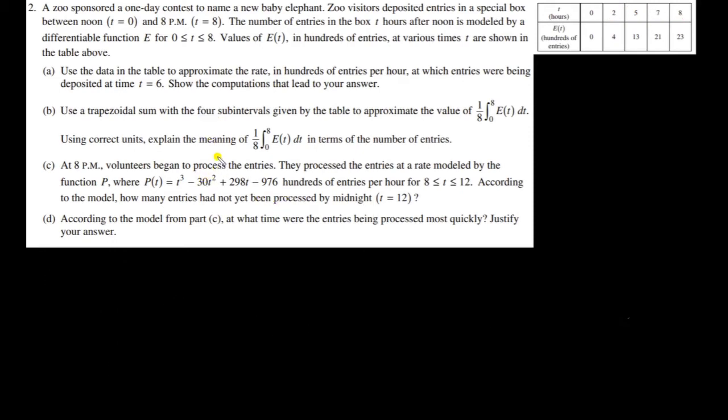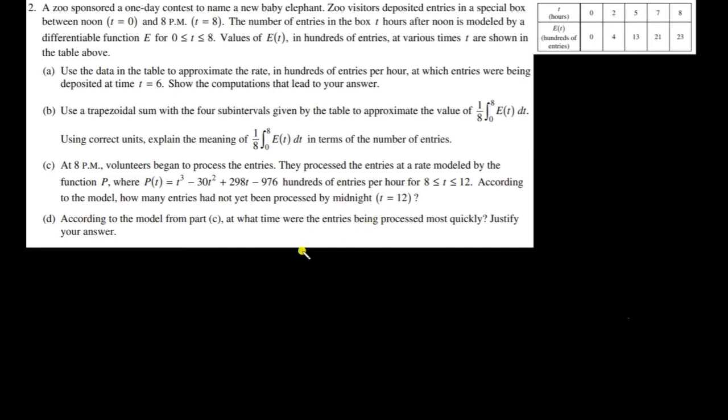Part C, at 8 p.m., volunteers began to process the entries. They process the entries at a rate modeled by the function p, where p of t is that there, in hundreds of entries per hour, between 8 and 12, okay? So they start at 8, and I guess they go until 12. According to the model, how many entries had not yet been processed by midnight?